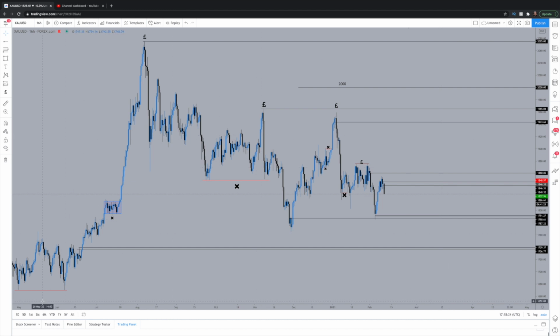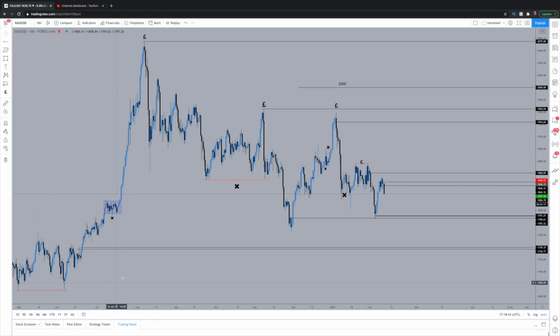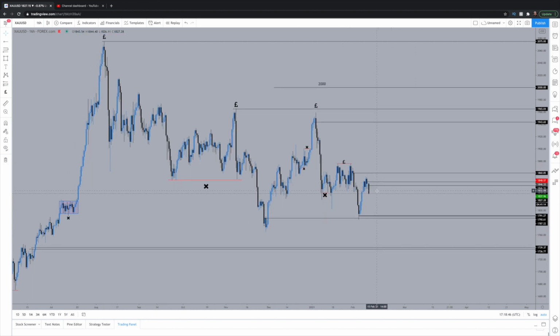I'm not bothered about these equal lows unless price starts breaking lower than here. If price breaks beneath these lows, then this becomes an area of interest. But for now, look, I'm bullish on gold. And so on pullbacks, I'll be looking to go long.